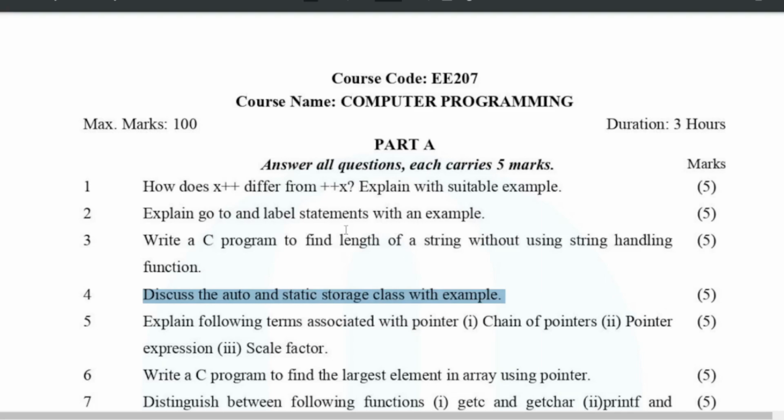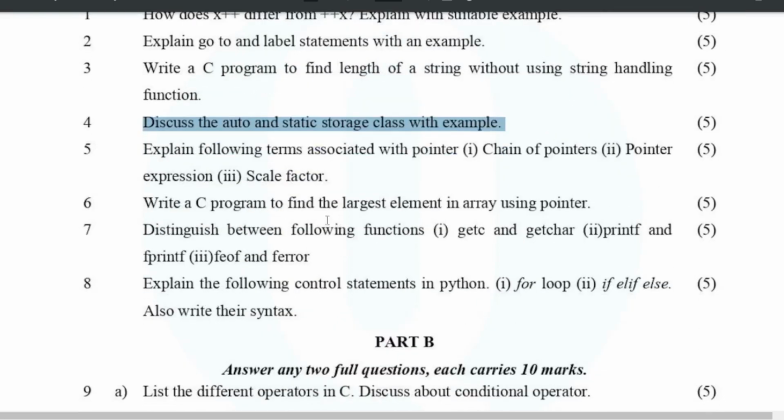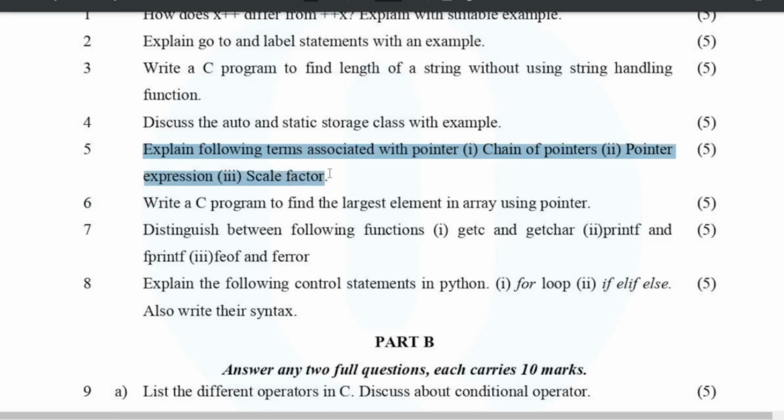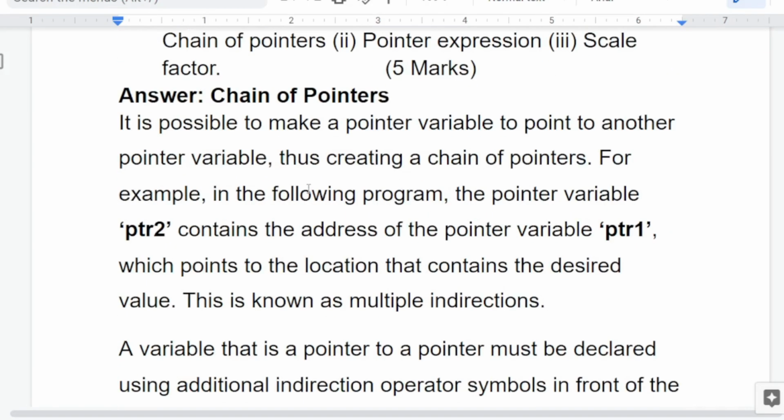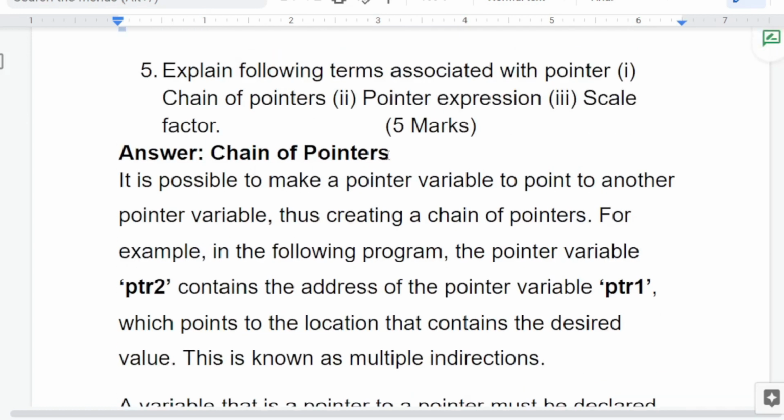So next program is question number 5. Explain the following terms associated with a pointer. Number 1, chain of pointers. Number 2, pointer expression. And number 3, scale factor. So it is for 5 marks. So first let us see what is chain of pointers.